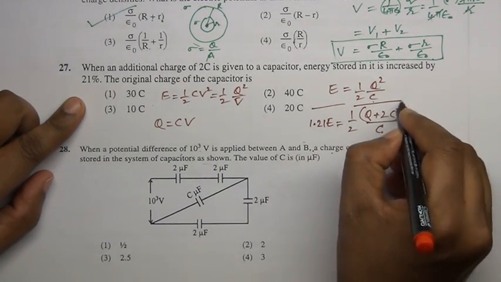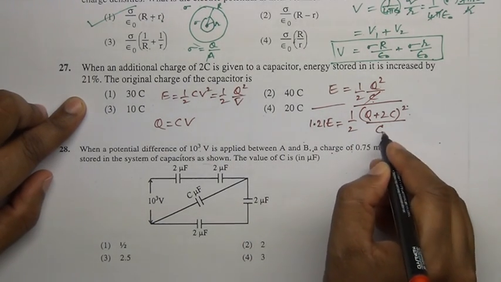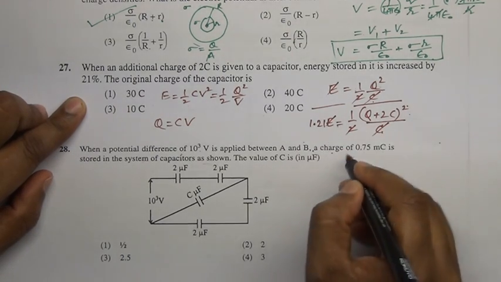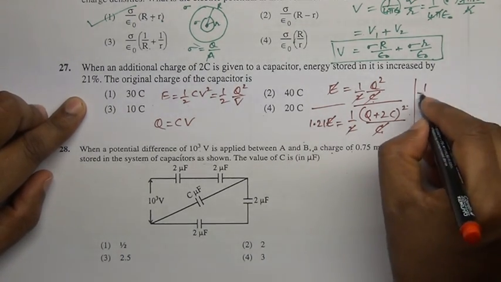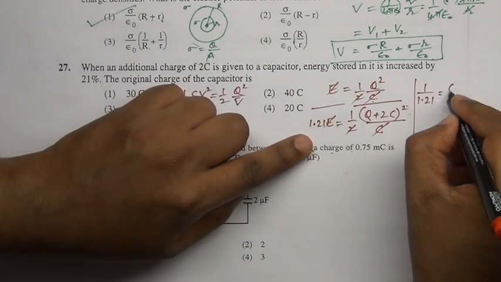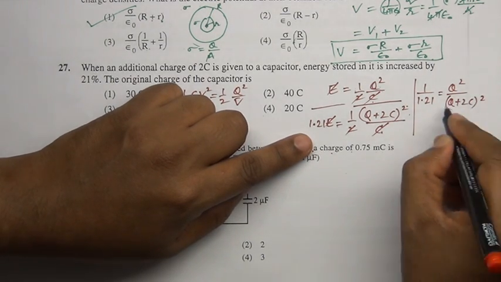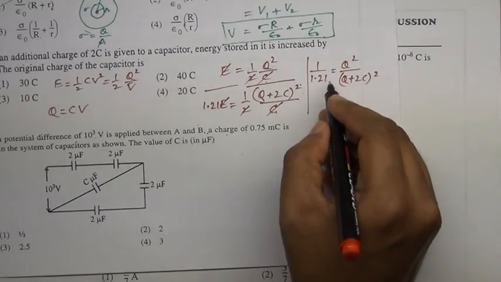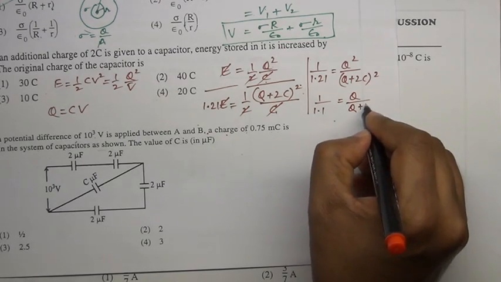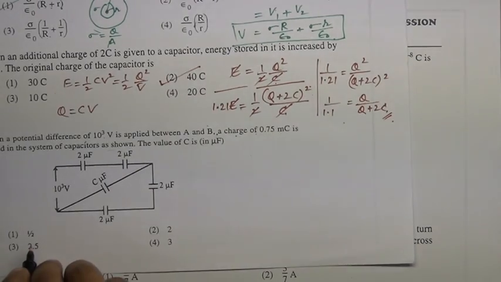Now divide one by the other and simplify. Capacitance C gets cancelled, 2 gets cancelled, E gets cancelled. So we are left with 1 by 1.21 equal to q square by (q plus 2C) square. By taking square root, 1 by 1.1 equal to q by q plus 2C. Solve for q, it turns out to be 20C.